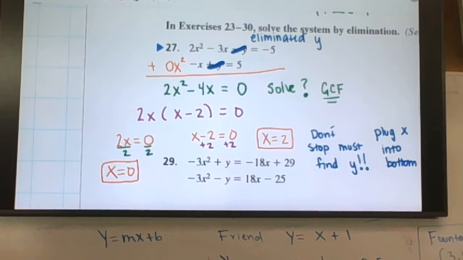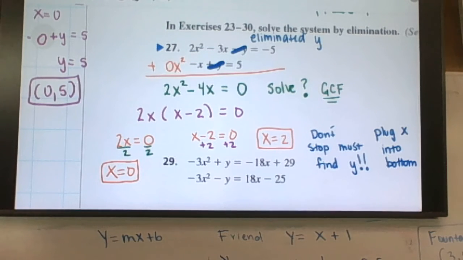So first I'll do x equals 0. The equation is negative x plus y equals 5. So I'm going to take the x out and put 0 in. And negative 0 is just 0. So y equals 5 is our first one.